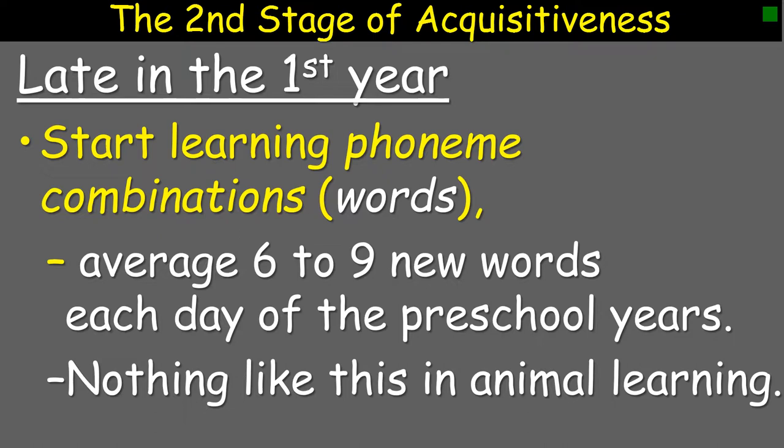So late in the first year, armed with these phonemes, they start learning combinations of phonemes, things that we call words. And they become very acquisitive of new words. Sometimes they can even pick one up on one try. This is not the sort of repetitive learning thing. They are really tuned up to get phoneme combinations down. And they average in the preschool years about 6 to 9 new words every day. So there's nothing like this, obviously, in animal learning. And certainly not in the great apes that are tested, who really have no acquisitiveness at all, and it's really a rote repeat exercise to get them to have a vocabulary of several hundred.